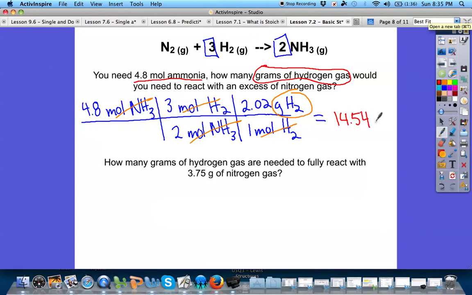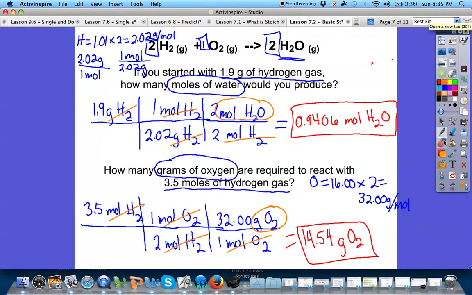grams of hydrogen. And I made a mistake here. I was looking at the wrong problem on this last one. This is not 14.54 grams. It should be 56 grams. I'm so sorry I made that mistake. So 56 grams. Okay. Wow. All right.